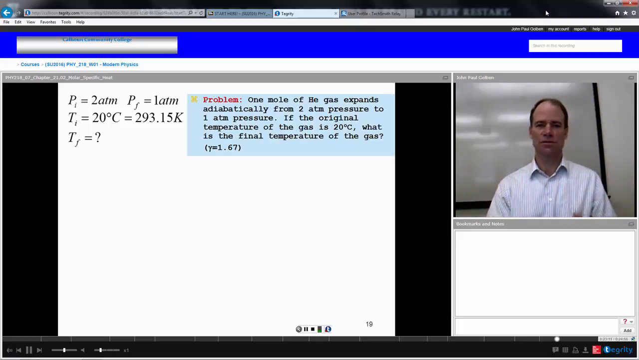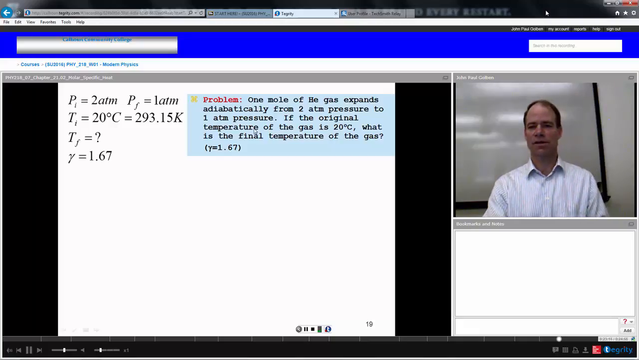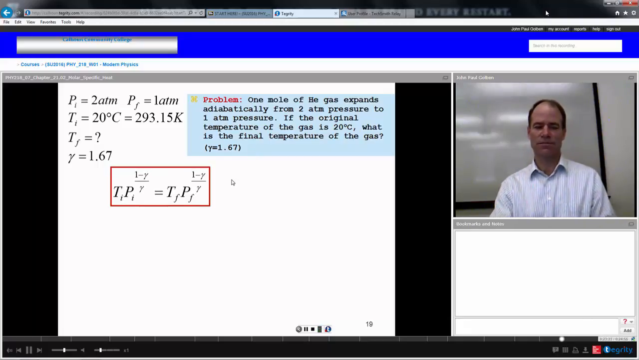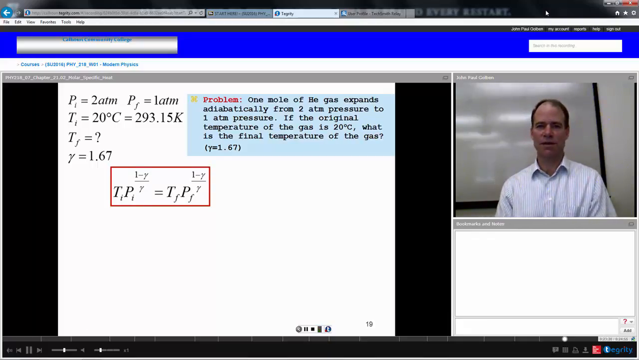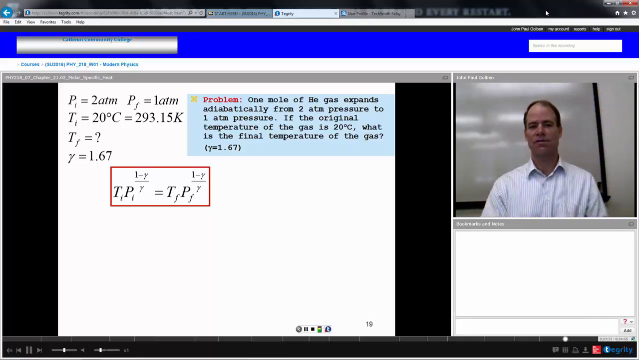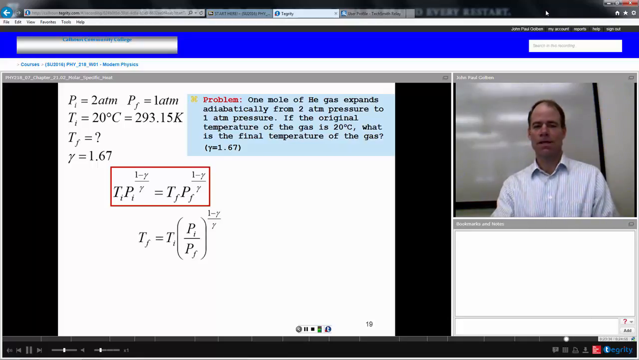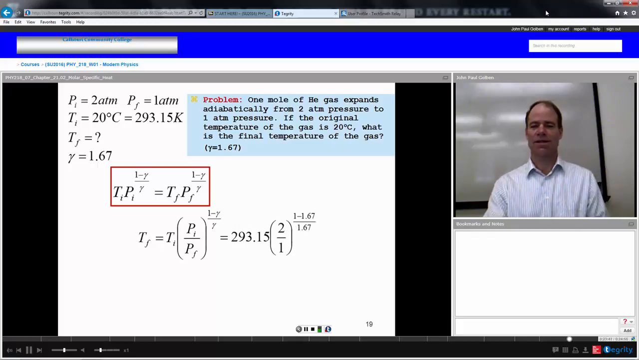Well, we know our two pressures, we know our initial temperature. We can use this adiabatic relationship to find the final temperature. This gas is helium, so it's monatomic at room temperature, gamma is 1.67. So we have T initial P initial to the (1 minus gamma) over gamma is T final P final to the (1 minus gamma) over gamma. Let's solve this for T final. T final will equal T initial times P initial divided by P final, to the (1 minus gamma) divided by gamma. That's going to be 293.15 in Kelvin.